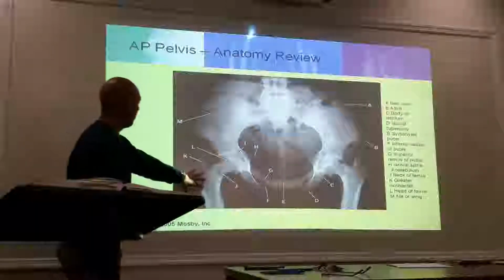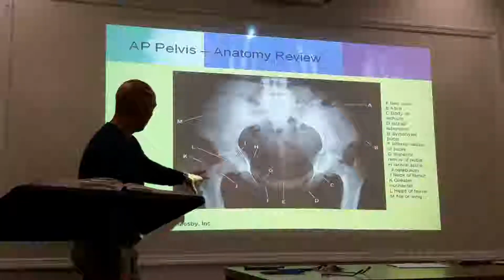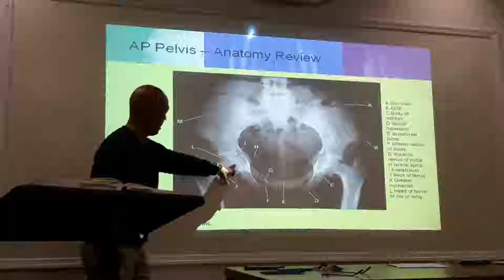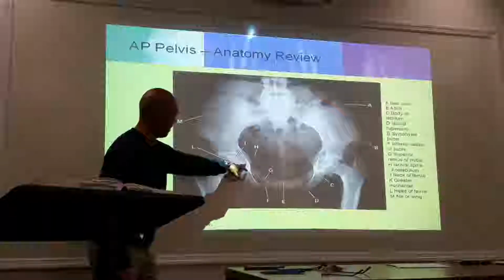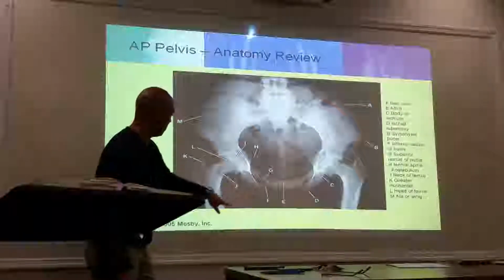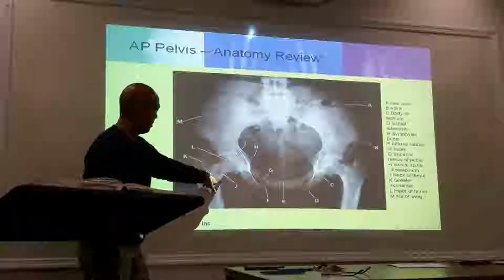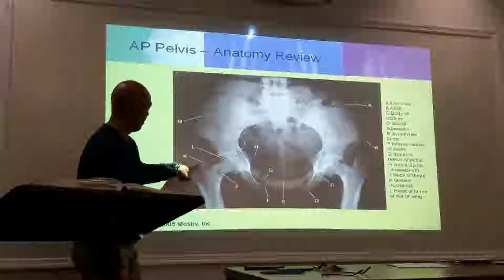All right, let's go over here at the femur. Head. What is the joint? Acetabulum. Okay, so this is going to be the acetabulum, that forms the hip joint. Neck, and then greater trochanter.